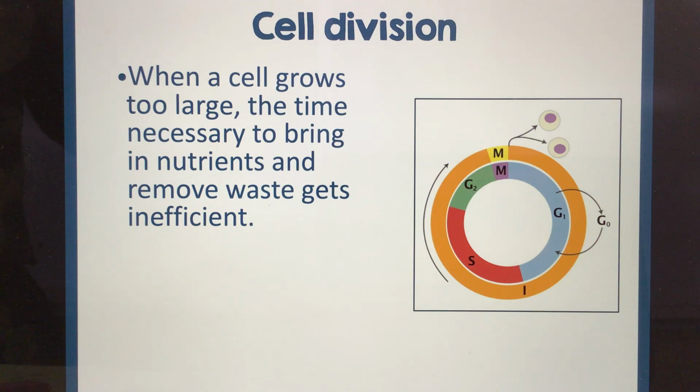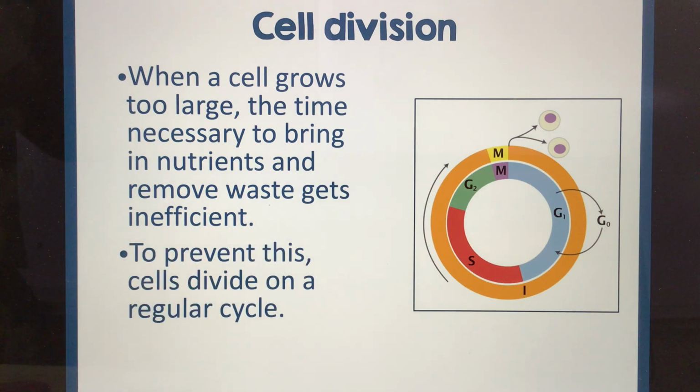Some die, some just grow. I always visualize the process of muscle growth, where a lot of cells are dividing and growing and multiplying. In order for a muscle to grow bigger, more cells have to be present, so they divide and grow from there. To prevent wastes from making the cell inefficient, it divides on a regular cycle. It's constantly dividing and growing.